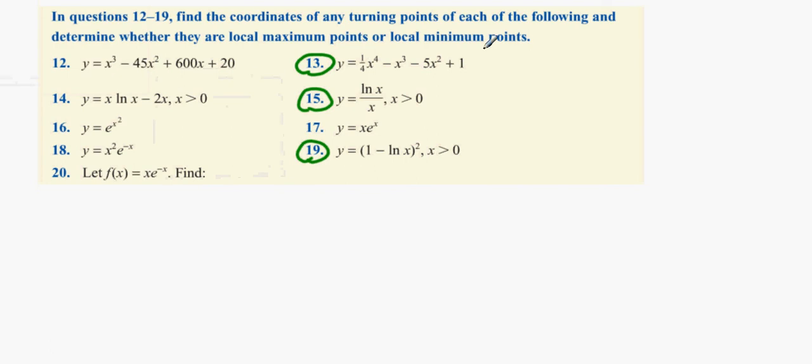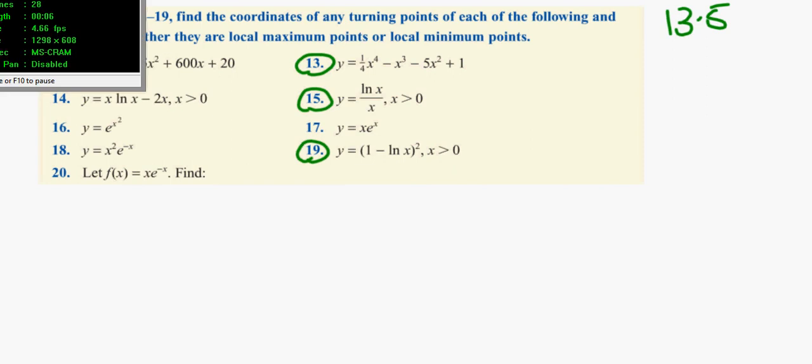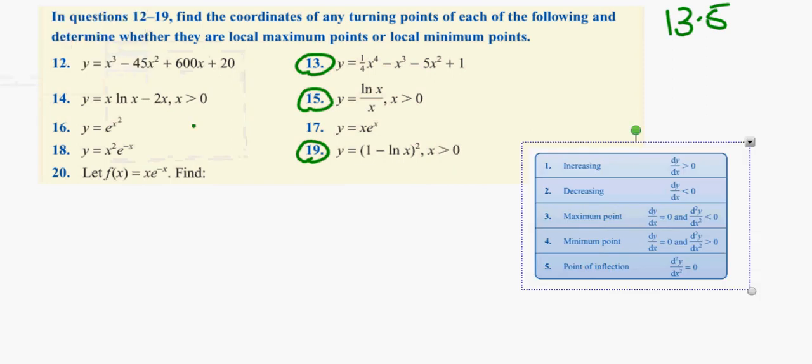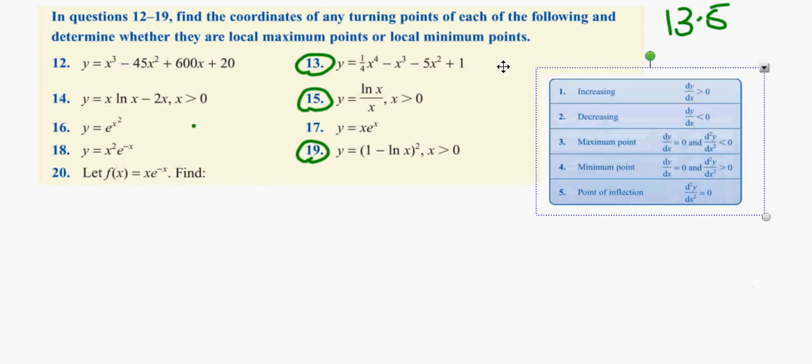So this is exercise 13.5 on differentiation. Okay, so please remember that in these questions it doesn't matter having this blue box learned off by heart and reading what the question wants. So it says, find the coordinates of any turning points of each of the following and determine whether they are local maximum or local minimum points.